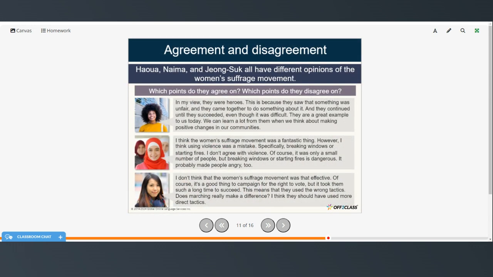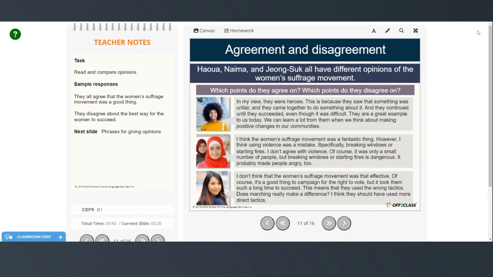All right, so they all had different opinions about the women's suffrage movement, but what points did they agree on? You can take a few moments to look that over and then restart when you're ready to check your answers. So basically, they all agreed that the women's suffrage movement was a good thing, but they disagreed about the best way for women to succeed.